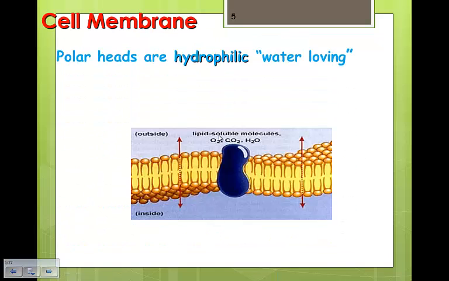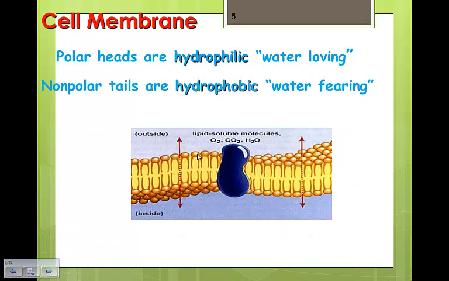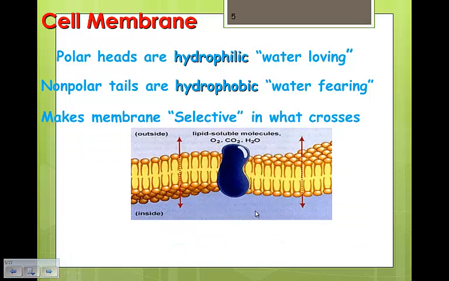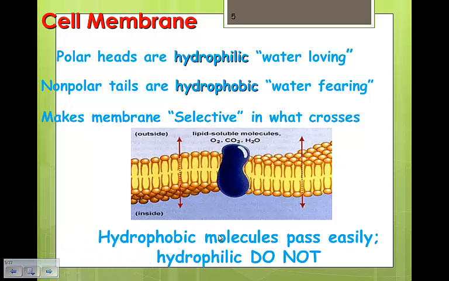All right, so you're in the cell membrane. The polar heads are hydrophilic, hydro meaning water, philic meaning love. So they're water loving. These phosphate groups like the water. The non-polar tails are hydrophobic, phobic meaning fear. So it's water fearing. They don't like it, so they turn in. They don't want to be by this water on the inside or the outside. And again, this is what makes it selectively permeable and what crosses it. Hydrophobic molecules obviously don't pass easily, and the hydrophilic ones do not.